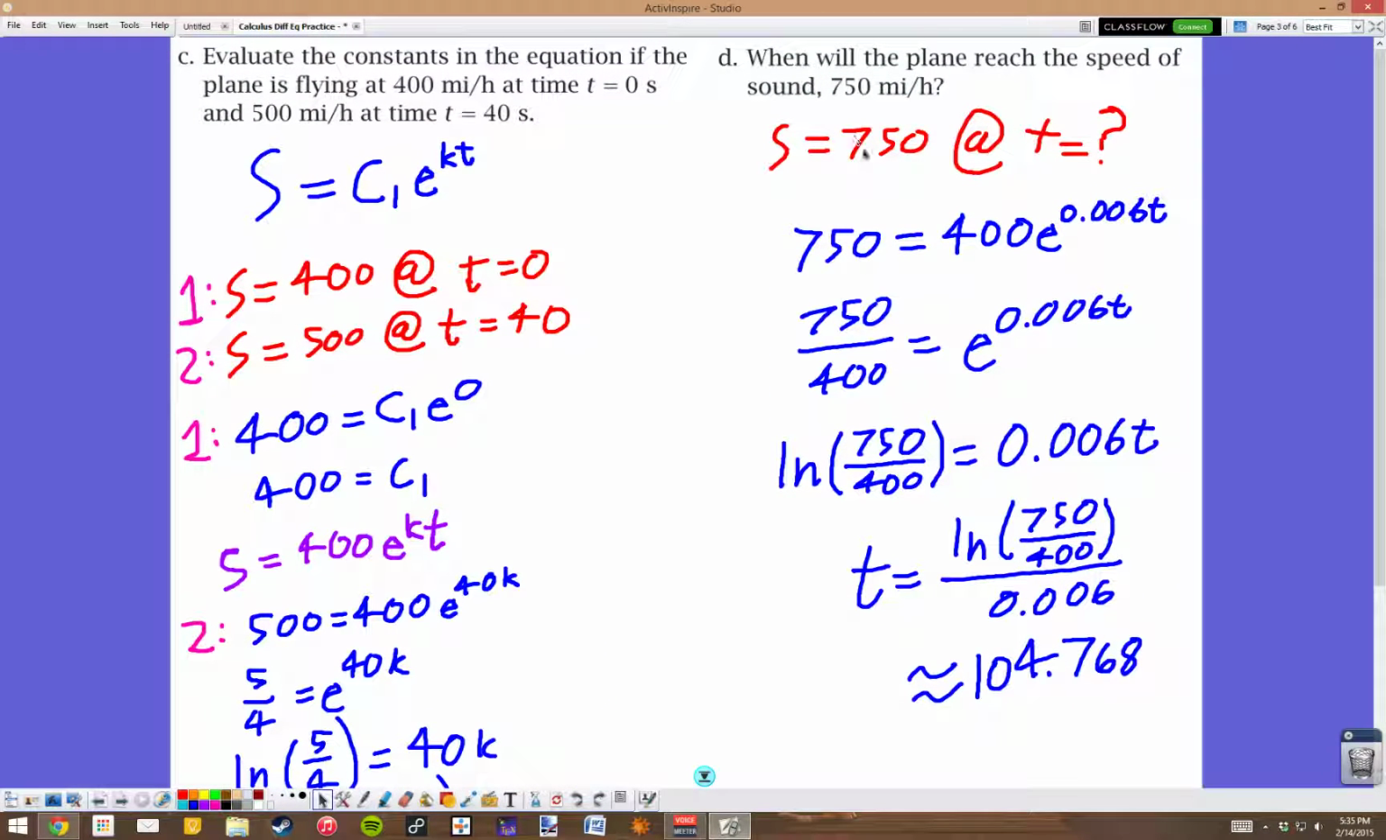Finally, part D here asks us when the plane will reach the speed of sound, which is 750 miles per hour. So we're given that s equals 750 and we want to find what t is. Well, we just plug in 750 for s, t we just leave as t, dividing both sides by 400 to isolate the e, taking the natural log, and then finally dividing by 0.006 to get t, and it's going to be about 104.768 seconds.